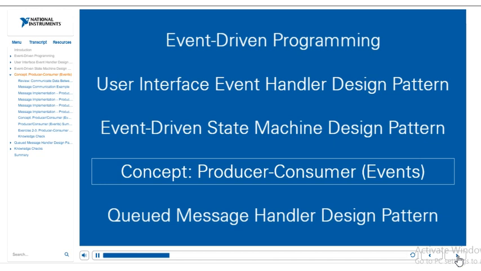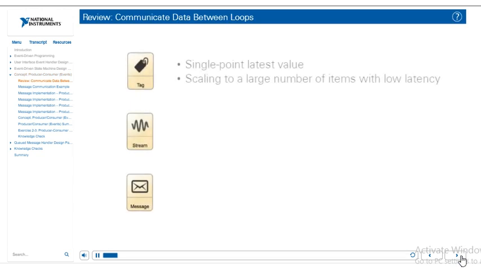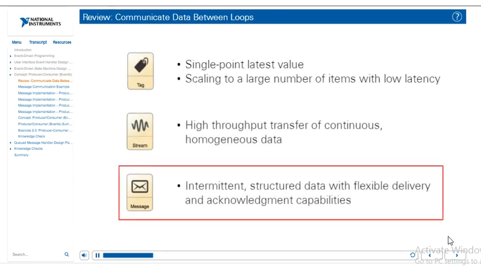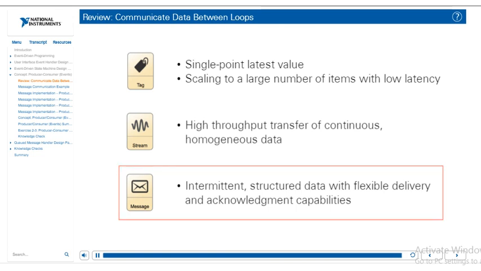In this section, we will discuss the concept of the producer-consumer events design pattern. Message communication describes when you intermittently transfer messages between loops, and each message might also include message data that can use whatever is the most appropriate data type. For example, every time a user clicks a process data button, the application can send a message that includes the data to process to a separate processing loop.